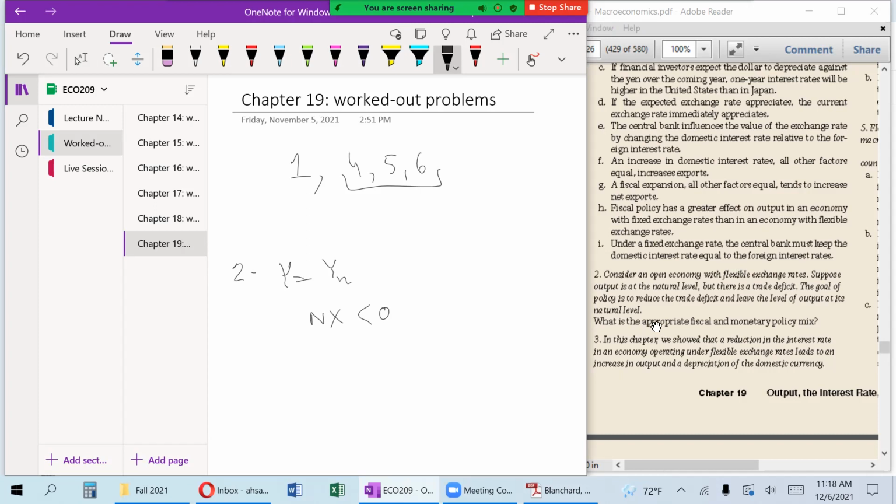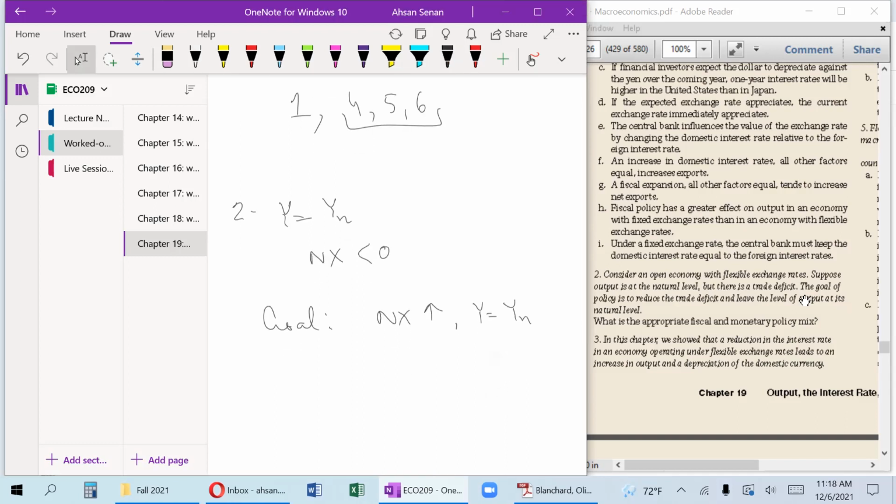The goal of the policy is to reduce the trade deficit. So what we want is NX to go up, and leave the level of output at its natural level. So we want to increase NX, but we also want to maintain this. We do not want to increase or decrease output. All right, so how might we solve this?